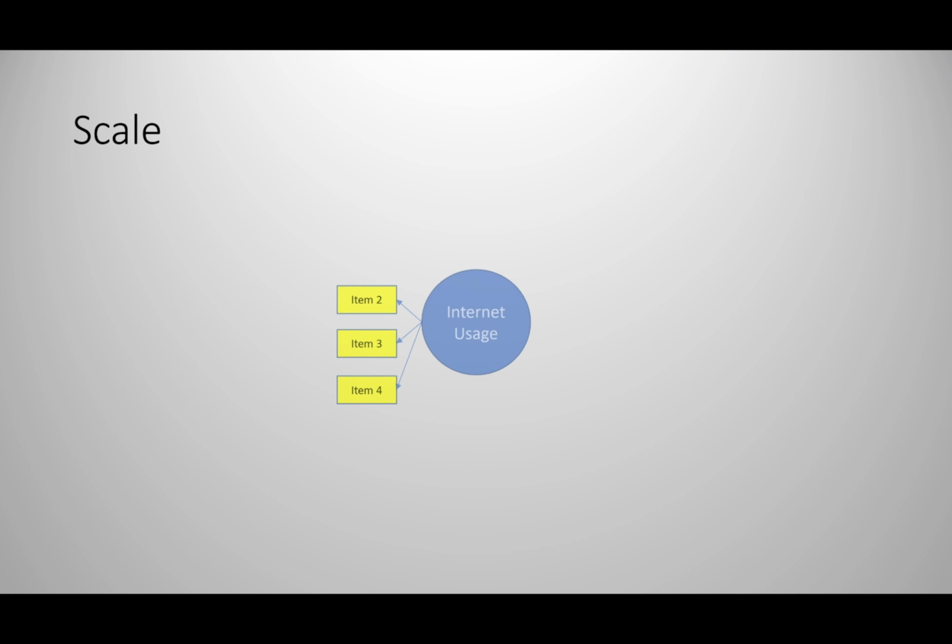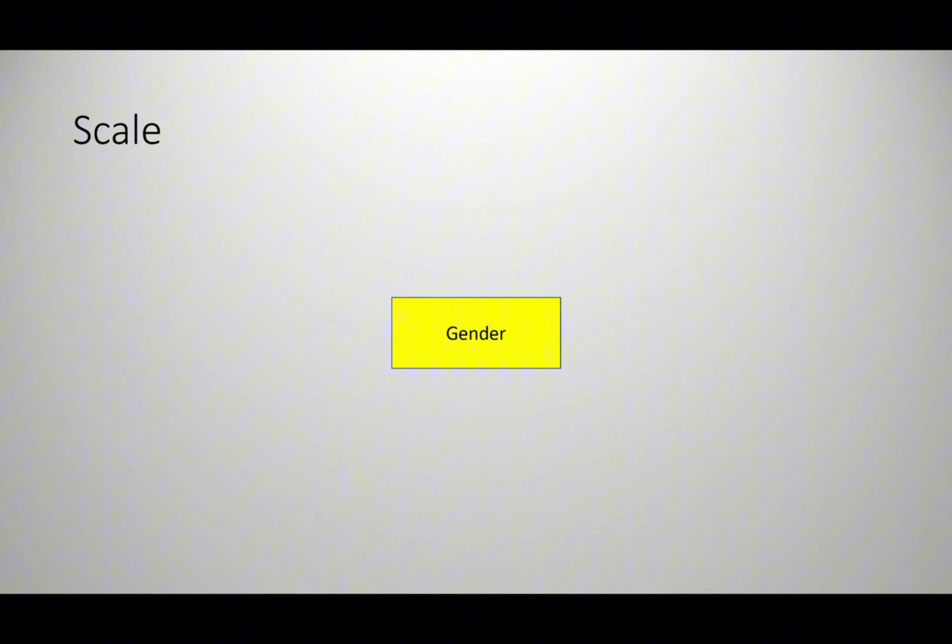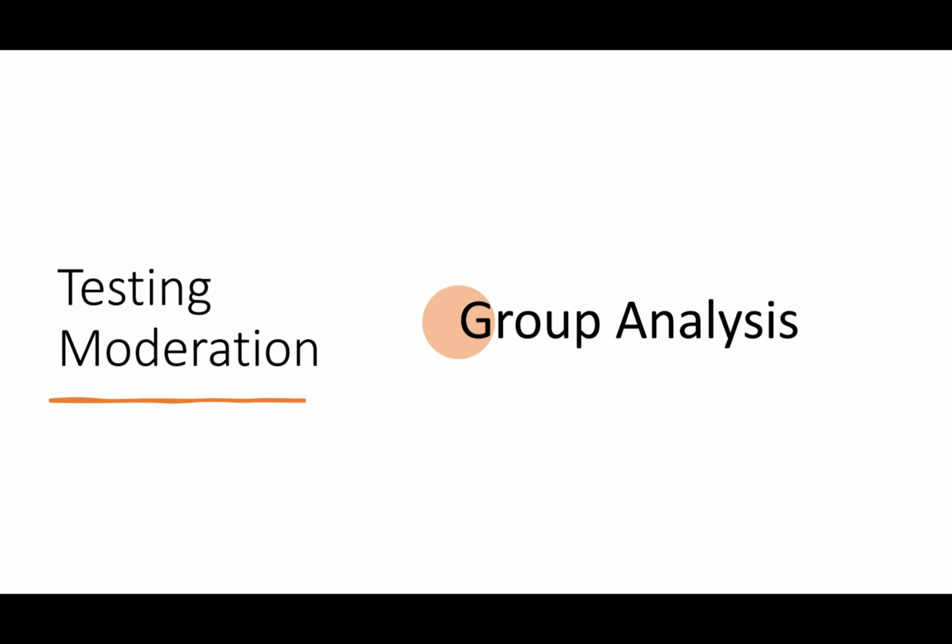But consider a situation where you have only one item to measure one variable, and this variable is, for example, gender. We have a dichotomous answer, meaning yes or no, and we can divide them into groups. So the treatment of moderation for both types of variables or constructs is different. For example, if we are using a construct with a dichotomous, nominal or categorical variable where we can divide them into groups, we will go with group analysis to analyze moderation.